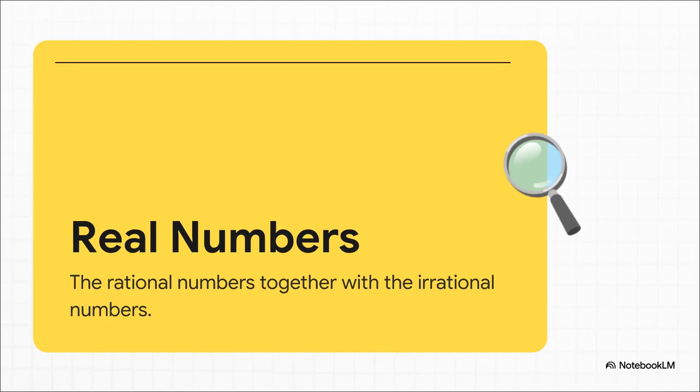So what happens when you take Team Rational and Team Irrational and combine them? You get the real numbers. This is the giant umbrella that covers everything we've talked about so far. The natural numbers, the integers, the fractions, and those crazy irrationals. They're all part of the real number family.